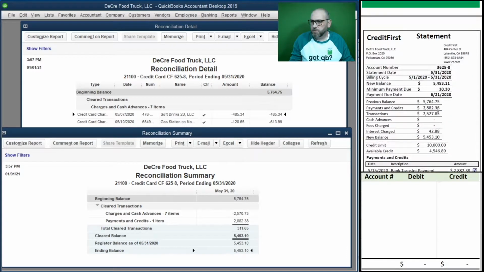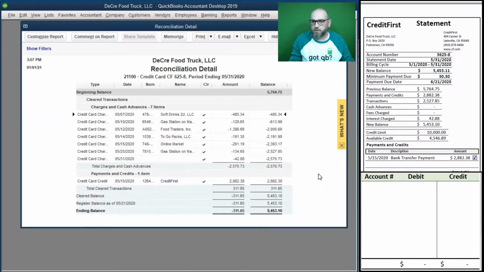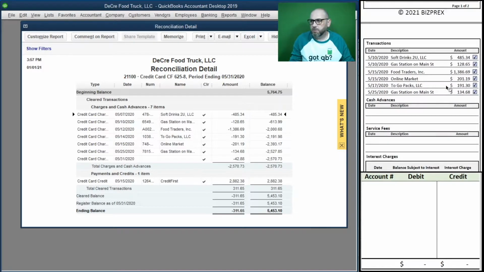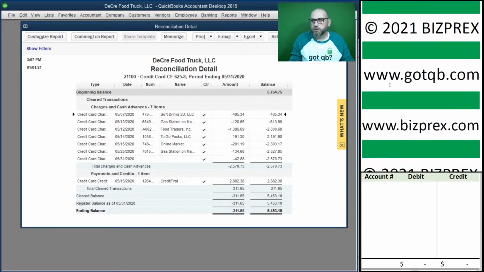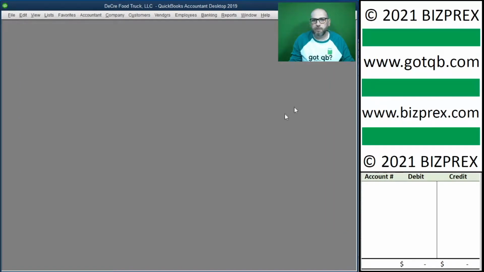Let's make sure our balances are correct. Okay, 545310, 545310, good. And then on the detailed, yep, the payments are correct. The charges are correct. We're good to go. This concludes reconciliation of our credit card account for the month of May.